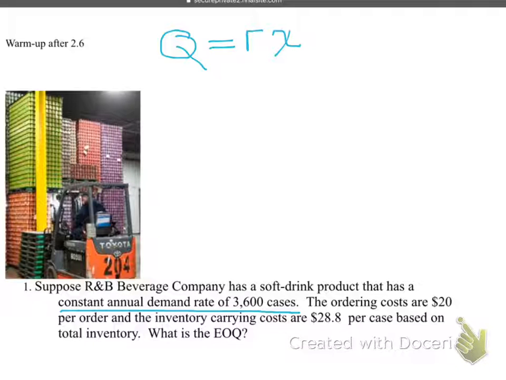So let's think about that for a second. Do not introduce another variable. I don't need the variable Q. I just wrote that so that you understood what I'm going to be doing next. So the quantity that they need to sell is 3600. And that's comprised of R, which is the number of orders placed a year, and X, the number of cases of soft drink in the order. So R is orders, X is cases. This is my constraint.